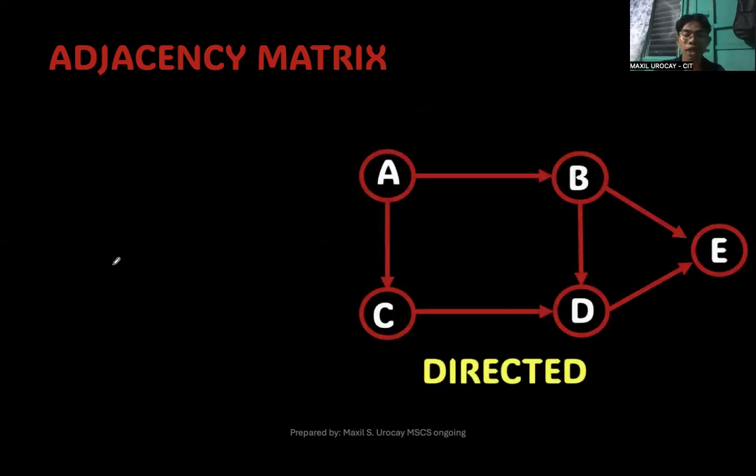Okay, the adjacency matrix for the directed graph. For a directed graph, it will be different, since you have outgoing arrows.